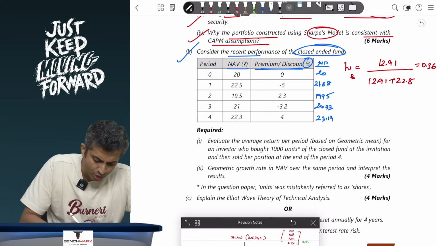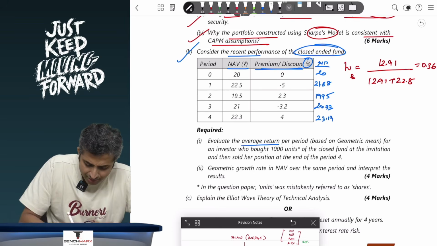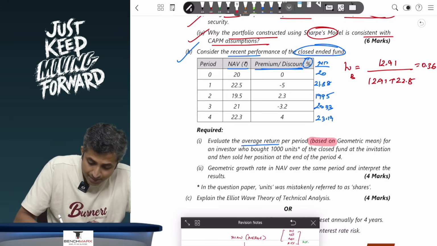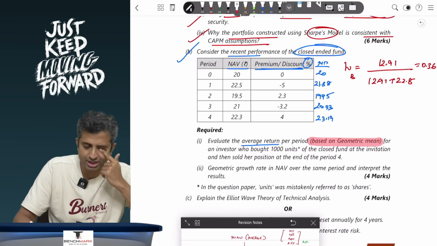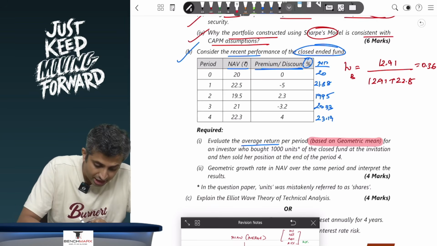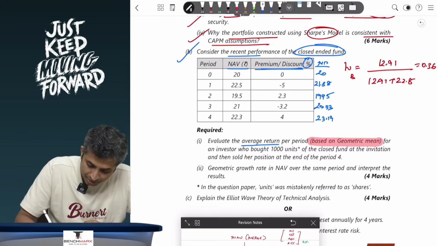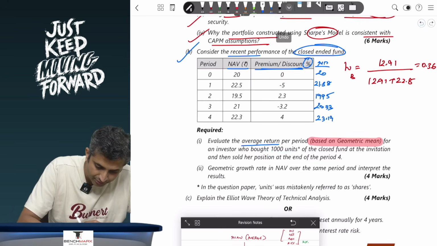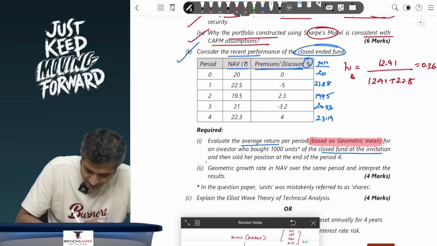Okay. Next, what do we have? You are required to evaluate the average return per period based on geometric mean. So you have to take the average return per period. So you'll have to find a return for the period first, for the investor who bought 1000 units of this fund at the invitation and sold her position at the end of the 4th year.